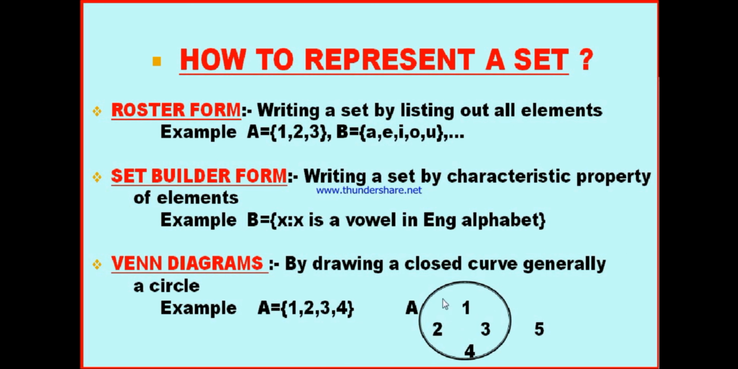These four are the elements of the set A. But if you look at 5, 5 does not belong to the circle. It is away from the circle. Therefore 5 is not an element of A. These are the different ways in which you can represent a set.